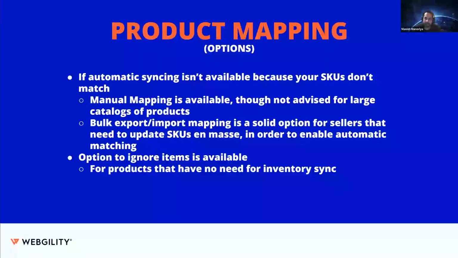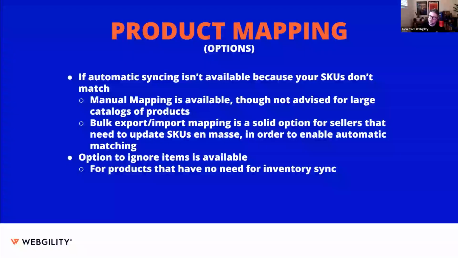So, moving on to product mapping. If for some reason you are unable to get matching SKUs, or let's just say you're new to Webgility and you have a catalog of 10,000 products, and you don't have SKUs on them inside of, say, your Shopify, but you do have SKUs on them inside of QuickBooks, there is an option for you to manually create a connection inside of Webgility to tell us that they're the same item, right?